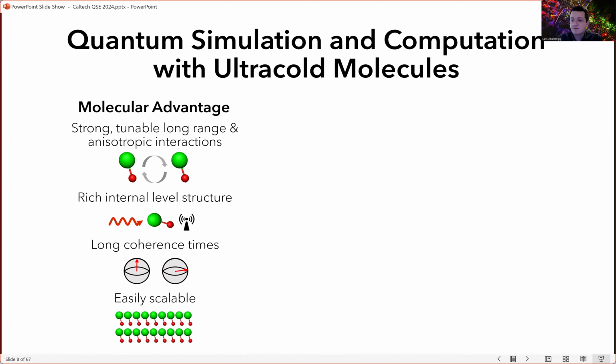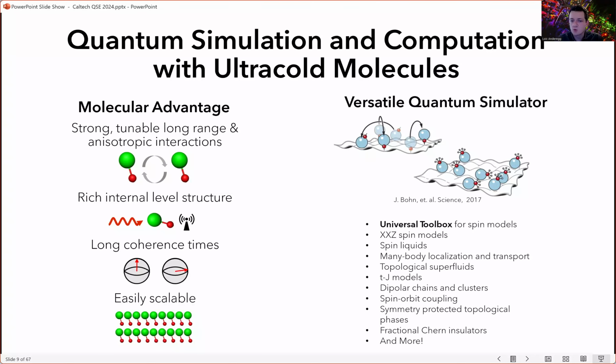And because of basically all of these advantages, there's been a lot of theoretical work over the past several decades that have looked into implementing a wide range of quantum simulations with ultracold molecules. And here's just a short list of some of the problems that have been theoretically proposed that could be solved with a quantum simulator made of ultracold molecules.